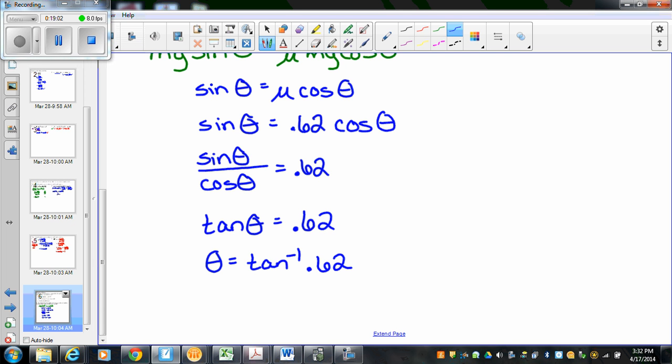Now, make sure that you check what mode your calculator is in. It does not specify how it wants the answer for this problem, so I would take it either way. If you put it in degrees, you should have gotten 31.8 degrees, or if your calculator is in radians, you would have gotten 0.55 radians. Most of us would probably think about 31.8 degrees just because those are measurements we're familiar with and we can kind of picture an angle that's 31.8 degrees.